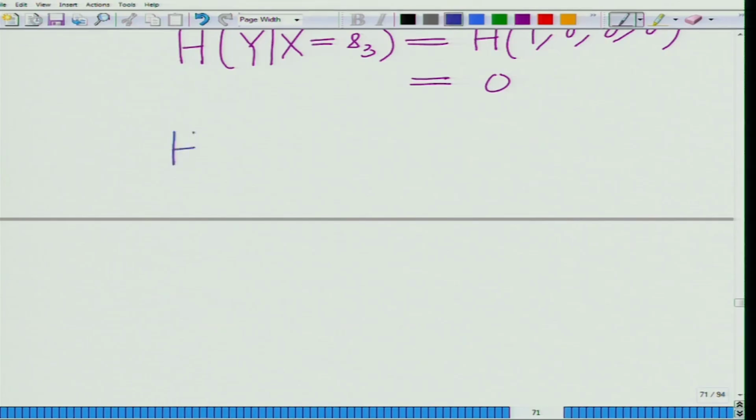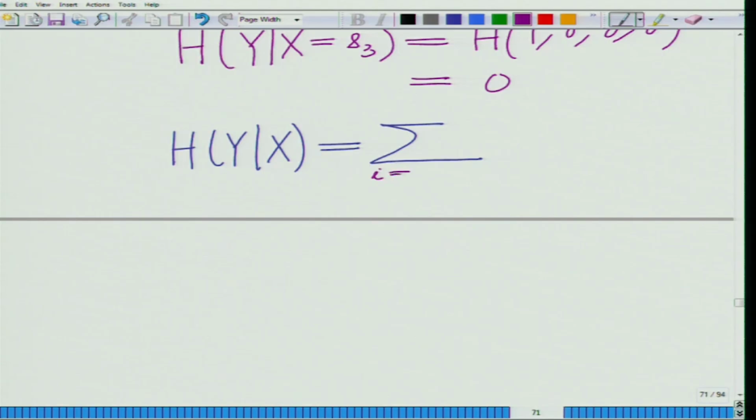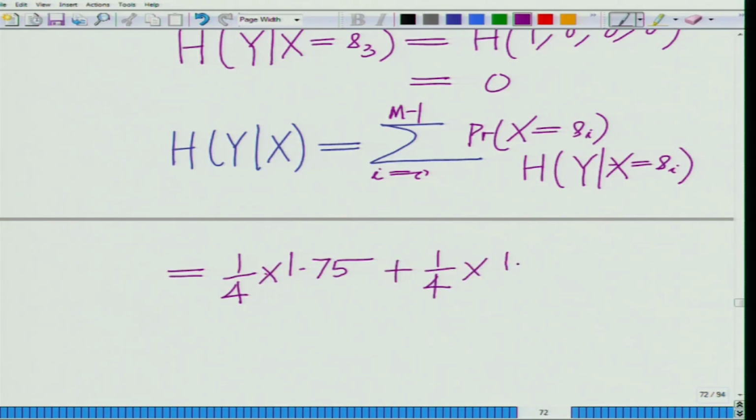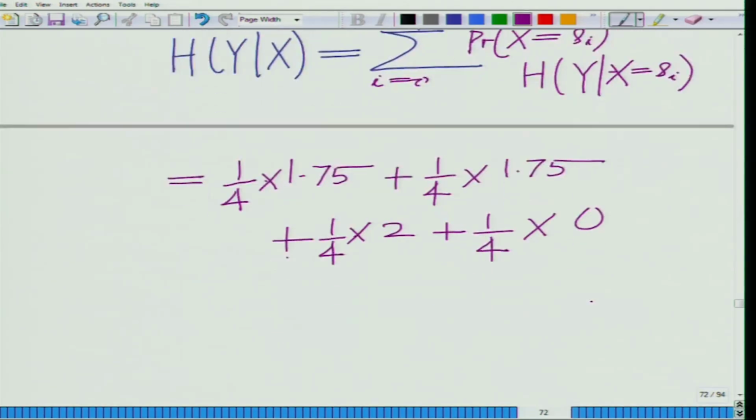finally, we have h of y given x equals summation, i equal to 0 to m minus 1, m equal to 4 in this case, probability x equal to si into entropy h of y given x equal to si, which is equal to, probability of x equal to S0 is 1 by 4 into entropy y given x equal to S0, that is 1.75, plus probability of x equal to S1 is 1 by 4 into entropy y given x equal to S1, that is 1.75, plus 1 by 4 probability of x equal to S2 into entropy y given x equal to S2, which is equal to 2, plus 1 by 4 probability x equal to S3 into entropy y given x equal to S3 is 0, and if you calculate this, you will get the answer.